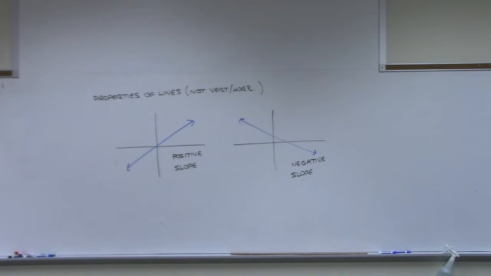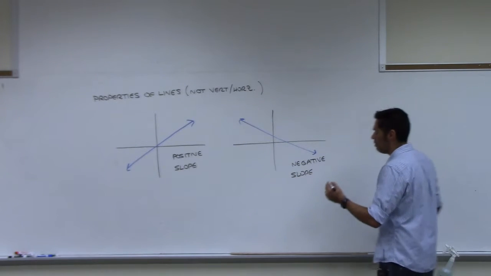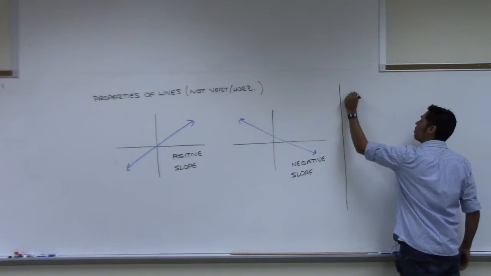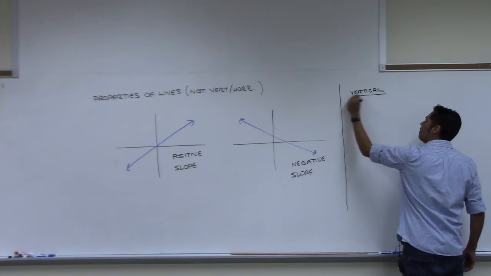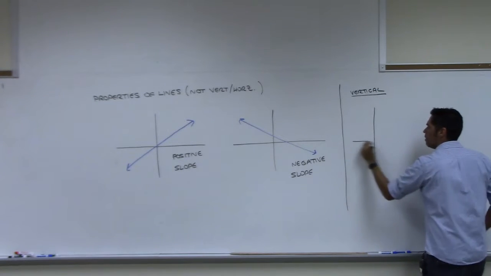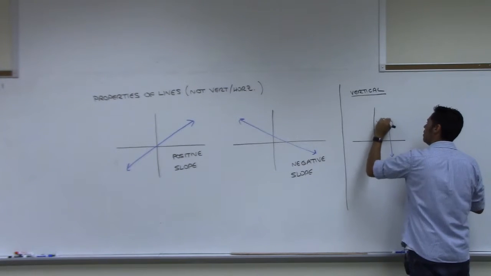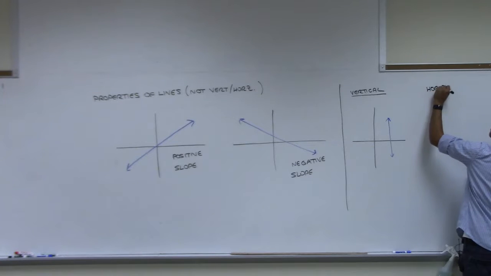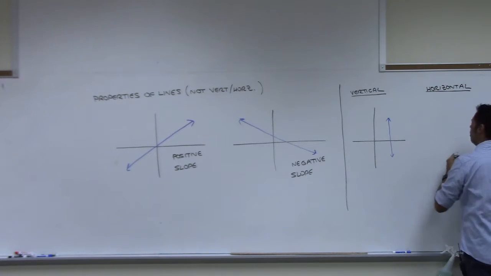Positive slope, negative slope. Now I said this is the situation when we have lines that are not horizontal or vertical. Let's talk about it real quick though. How about a vertical line? What do you think we can say about that slope? What do we call it? And then what about a horizontal line? What do you think we call its slope?